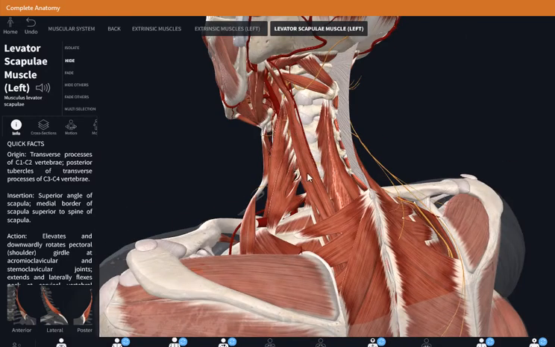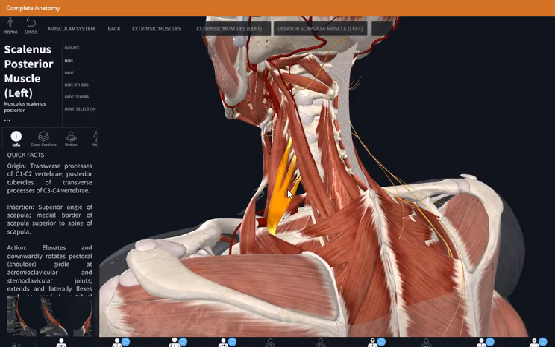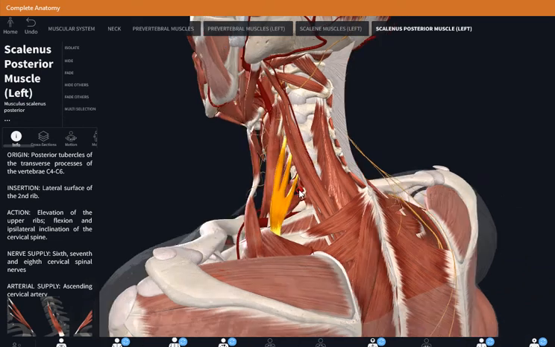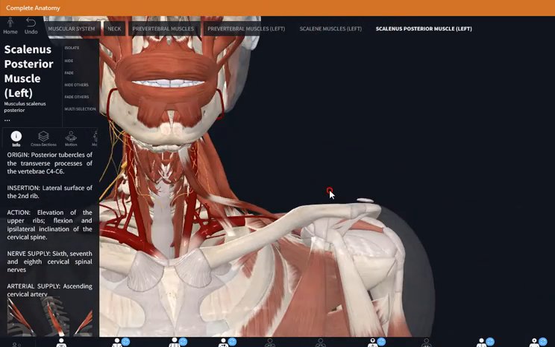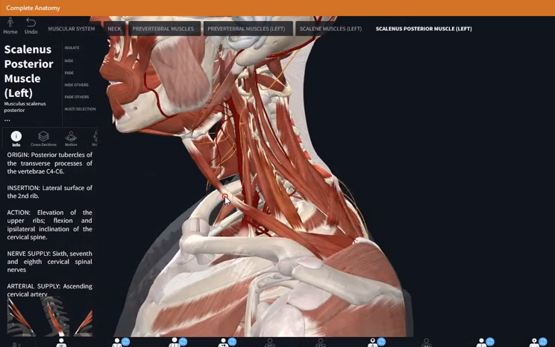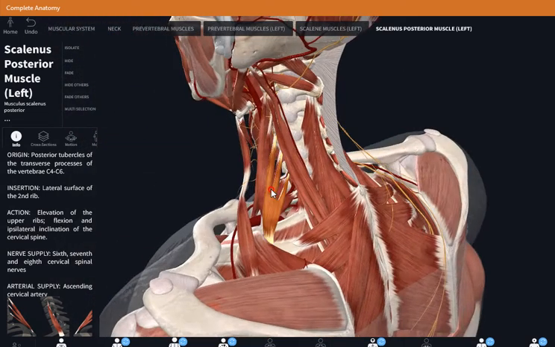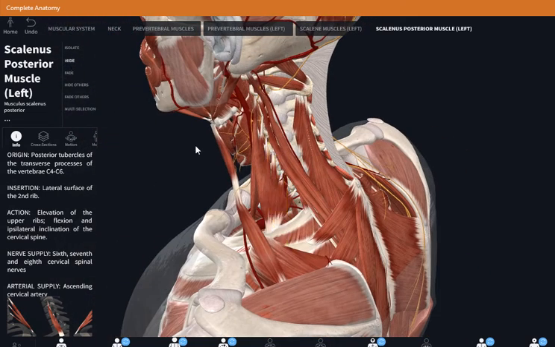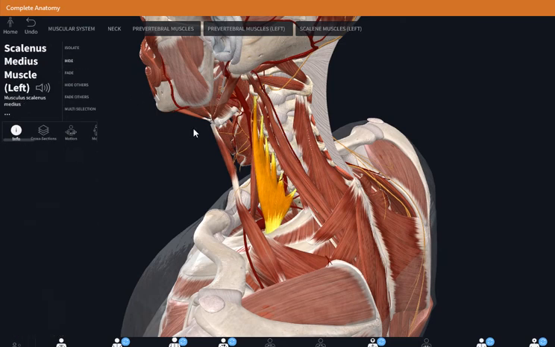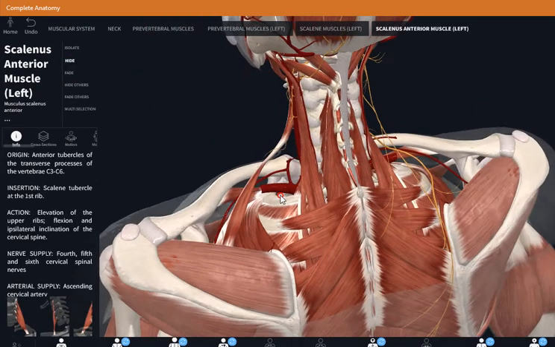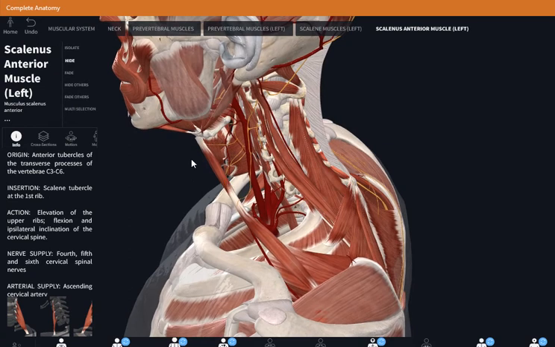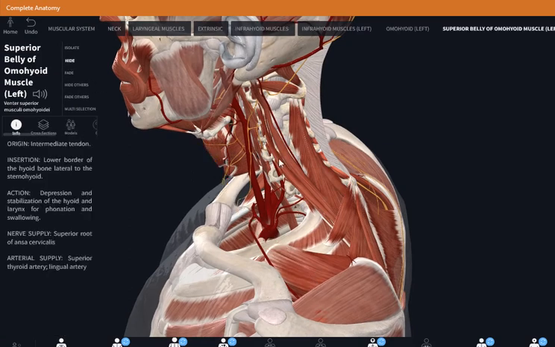This muscle here is called the scalenus posterior. So we have different scalenus muscles. You have already visualized the anterior, middle, and the scalenus posterior on the other side. So you can hide it here. We come here, scalenus medius, we hide it, and we come here, scalenus anterior, we hide it. So we have the different scalenus muscles visualized. Omohyoid was already visualized. We come and we hide it.